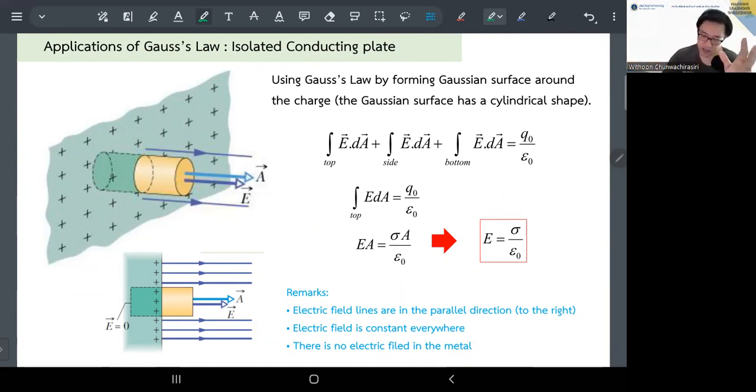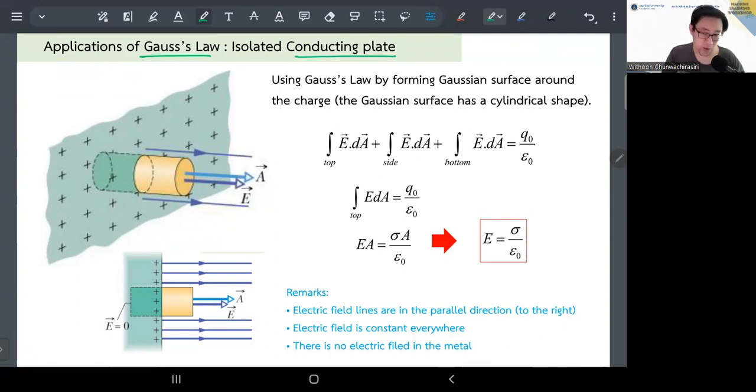All right. So that is something that we need to apply Gauss's law on an isolated conducting plate. Let's try that one first. This is going to be the hardest portion of today's lecture. But once you get this one, everything else is just simple, I hope. All right. Let's take a look at that.